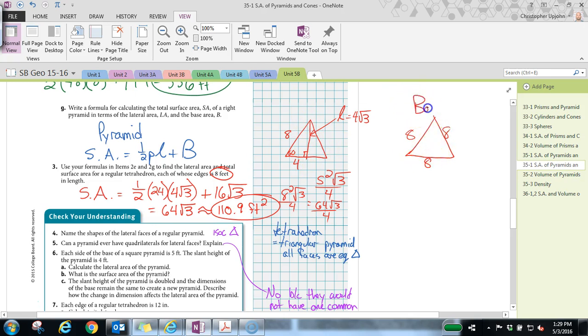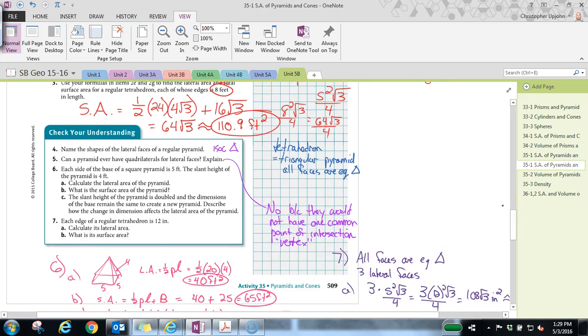This is our base, and this is the lateral face, plus the base area. So the base area is just s squared √3 over 4, 8 squared √3 over 4, 64 √3 over 4, which is 16 √3. So when we add all that up, we get a surface area of 64 √3, or 110.9 feet squared.